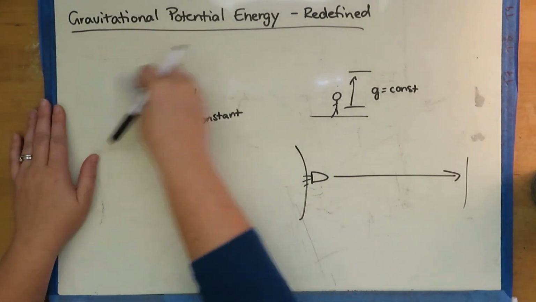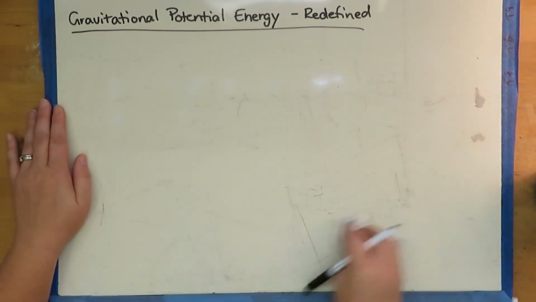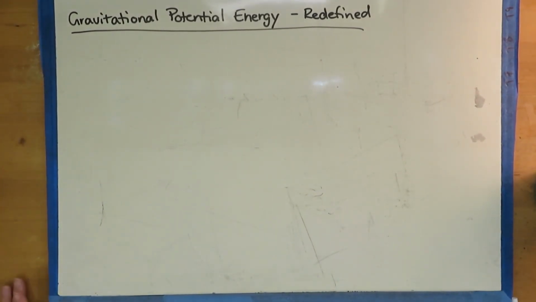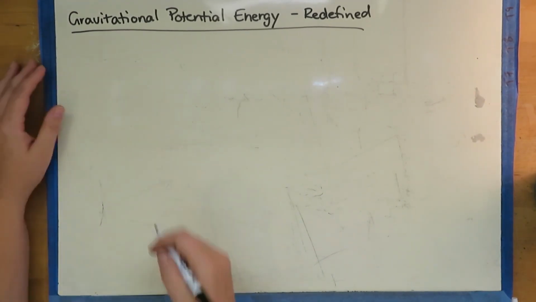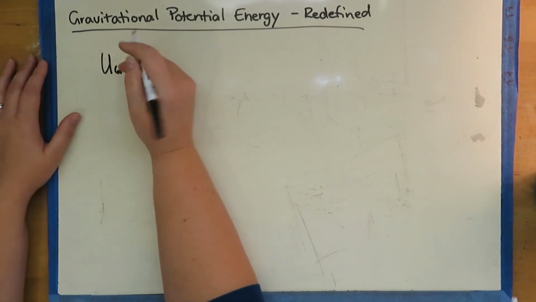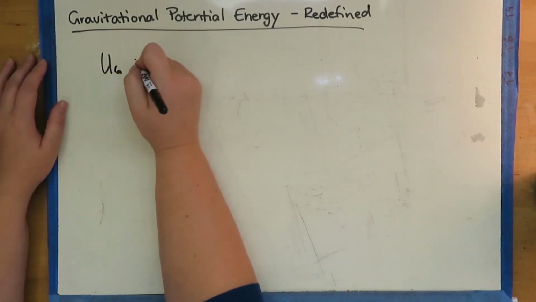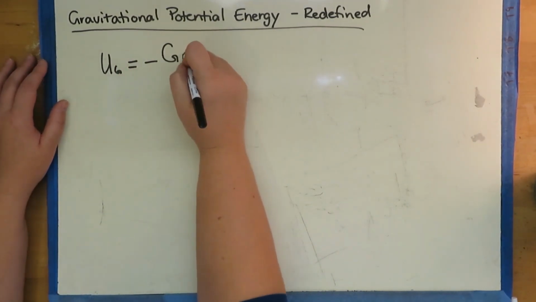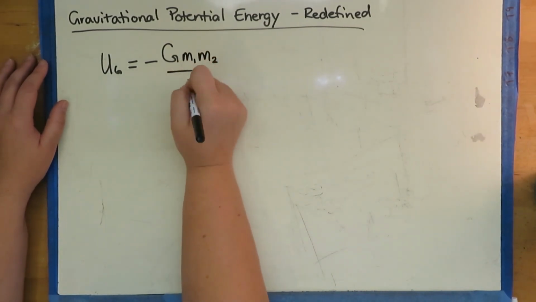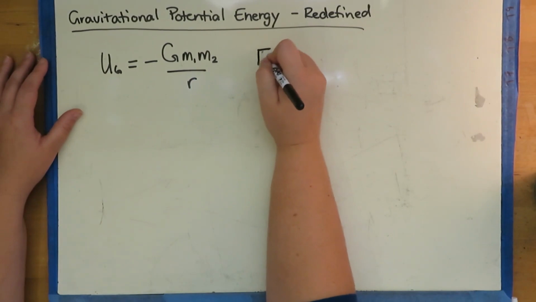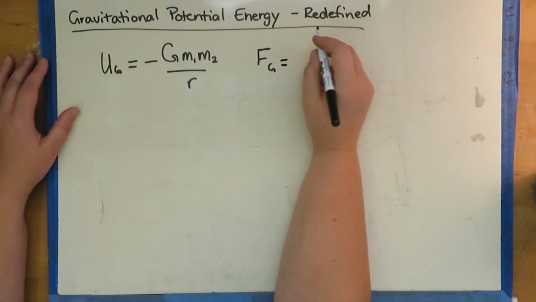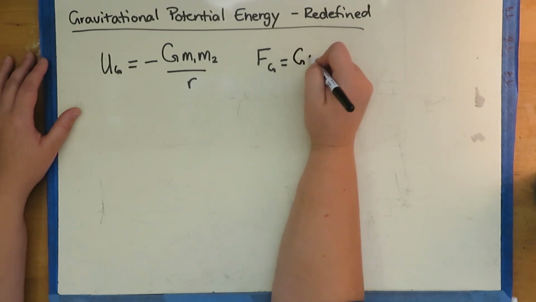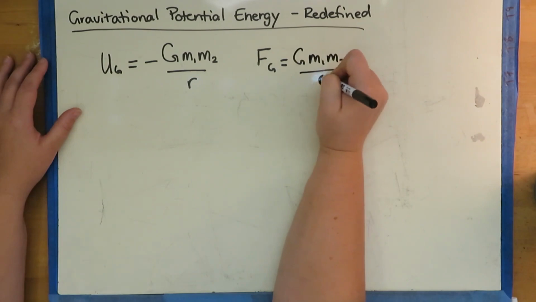So how to actually derive the universal gravitational potential energy is a calculus project. You'll do it in Physics C. So here I just kind of have to give you the equation. Our universal gravitational potential energy is equal to negative, ooh, that's weird, G m1 m2 over r. So this is very similar to our force of gravity. Our force of gravity is going to be equal to G m1 m2 over r squared.